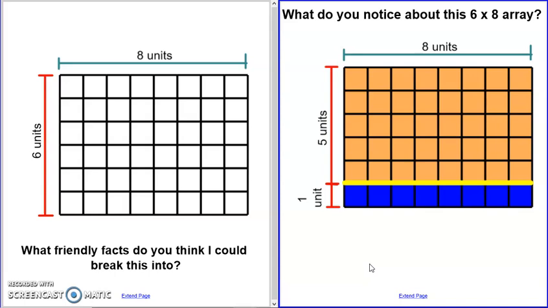So I want you to pause the video and answer the question, what do you notice about this 6 times 8 array? And what friendly facts do you see here? Pause the video now.